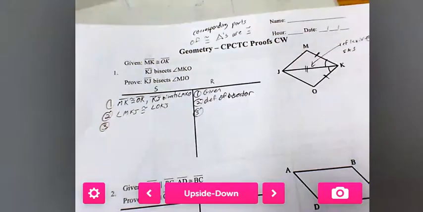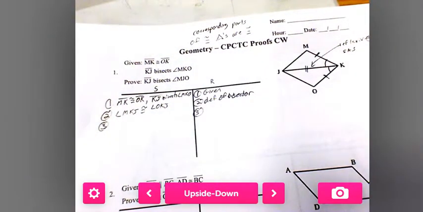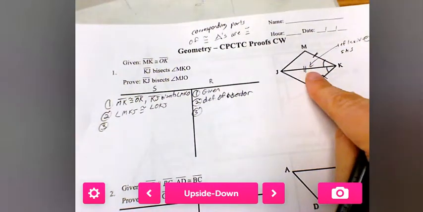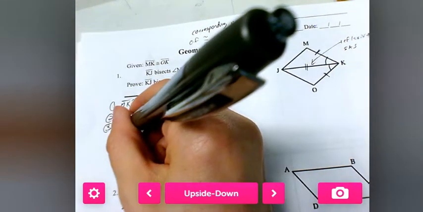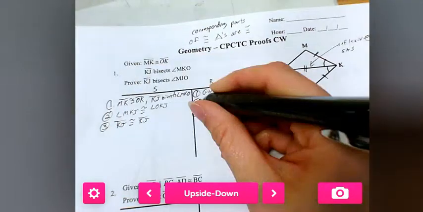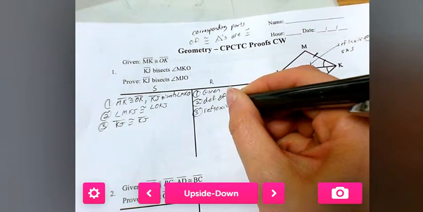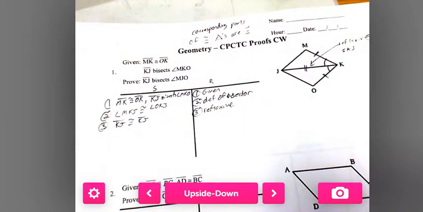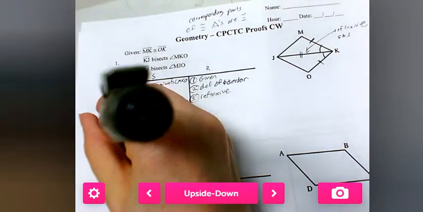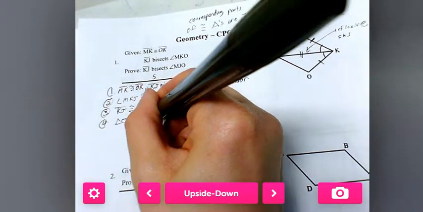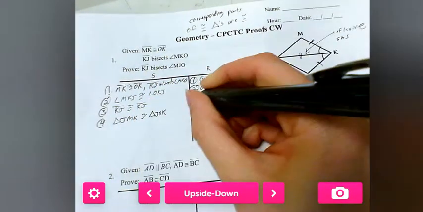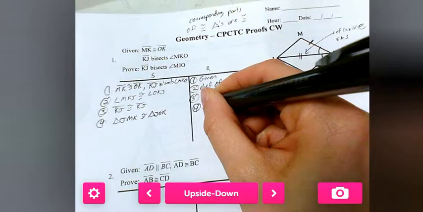What comes next? I've done all the givens. What else do I need? Go ahead, Layla. KJ compared to KJ using the reflexive. Good. Now, can I say the triangles are congruent? Yeah. Triangle JMK is congruent to triangle JOK by side, angle, side.